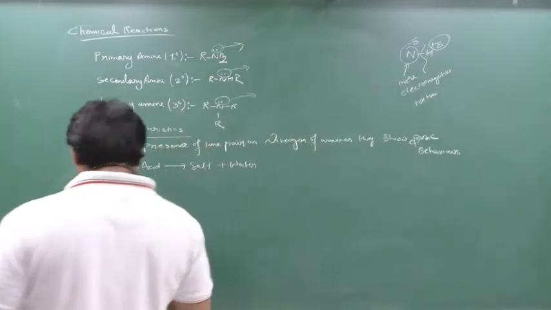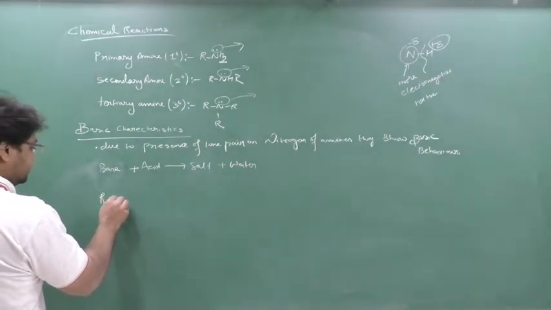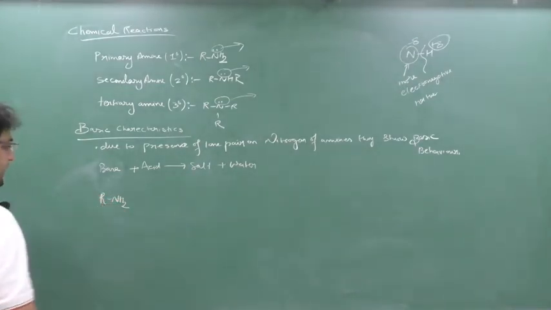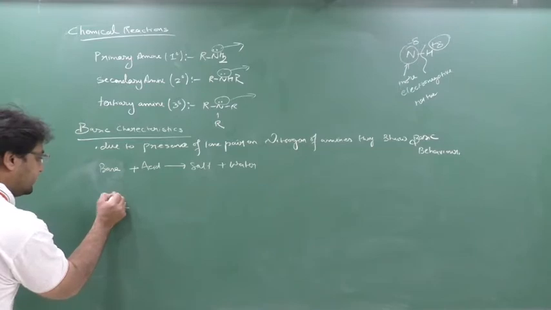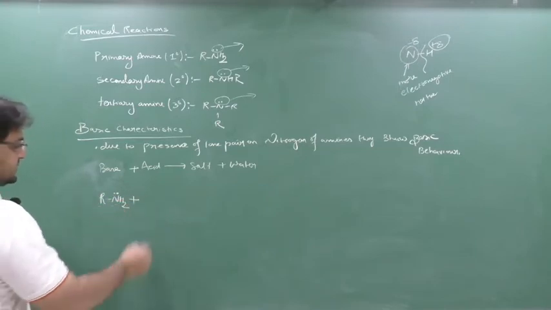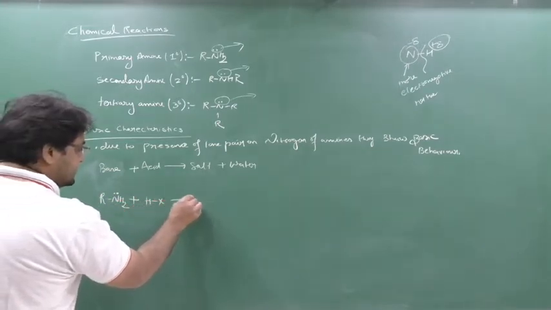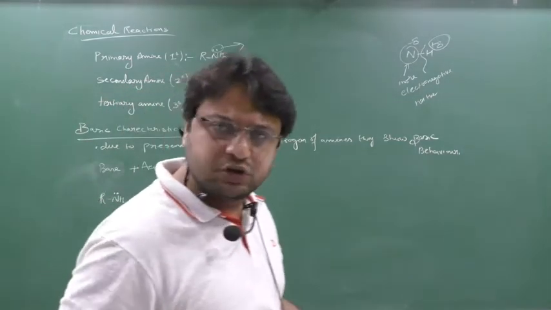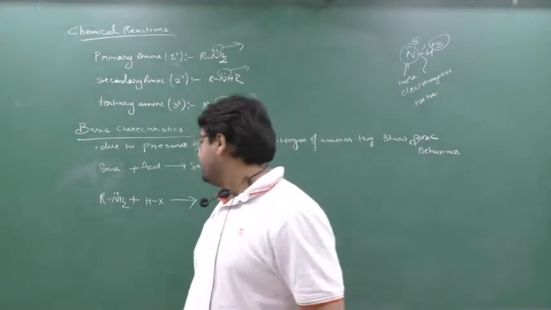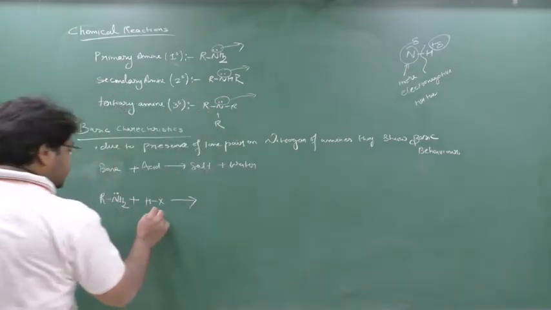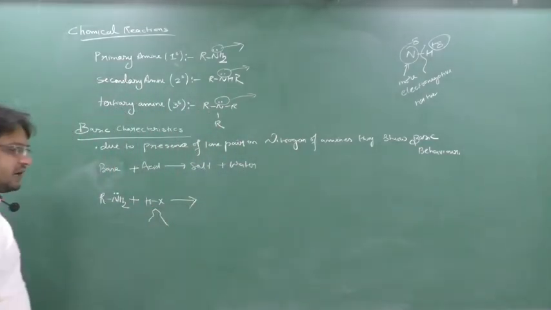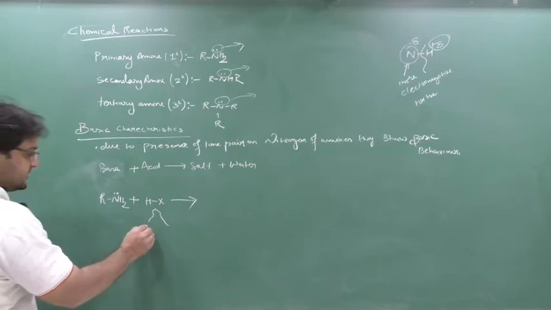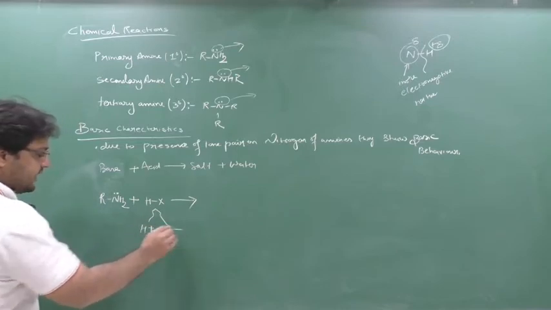Example: here amines are base. How? See, for example, RNH2, a primary amine, has a lone pair, and I react it with an acid, say HX. Sir, HX means HCl, HBr, HI, HF, or H2SO4, HNO3, anything. What will happen? You know that acids release H plus ion and the base X minus.